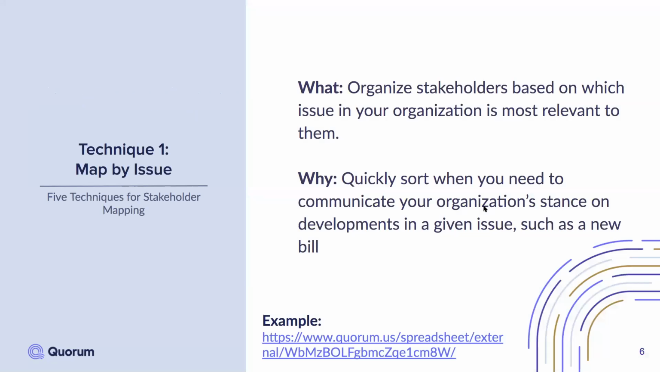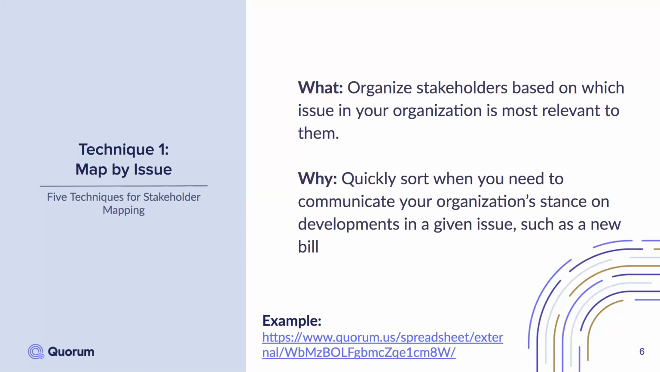So one way to map stakeholders is by the issues that they work on or that you care about, using Quorum's issue management feature. By mapping stakeholders to issues, you can quickly answer the question, for example, what key stakeholders do we have on renewable energy? This way, if new legislation is introduced, you can quickly sort for the key stakeholders with whom you need to communicate and engage with on the issue of renewable energy.